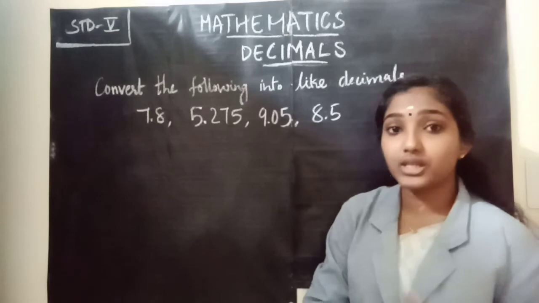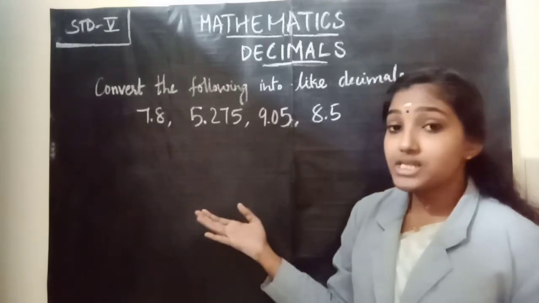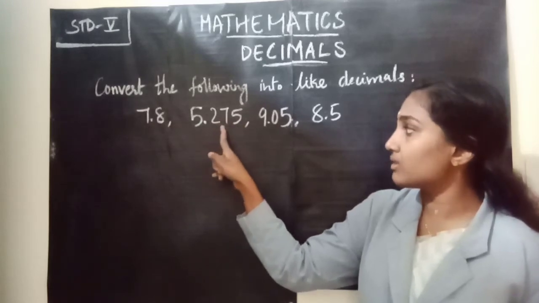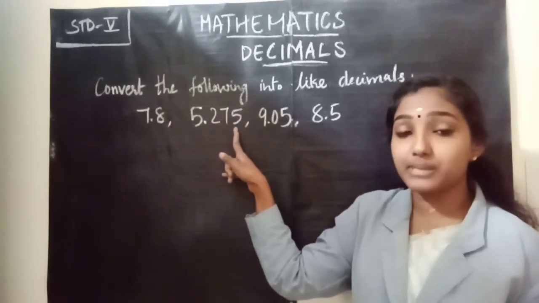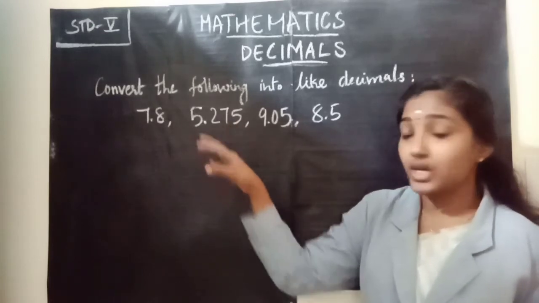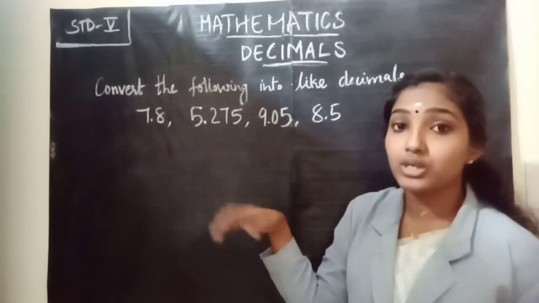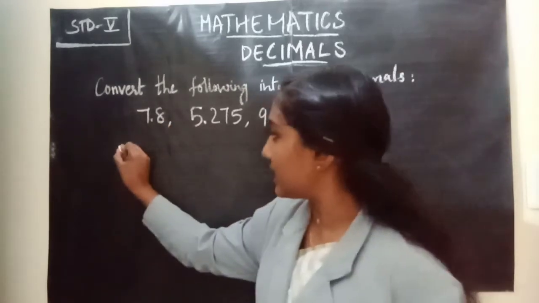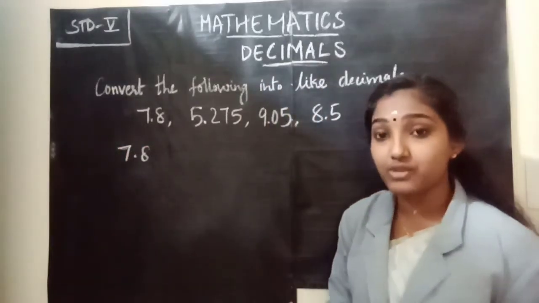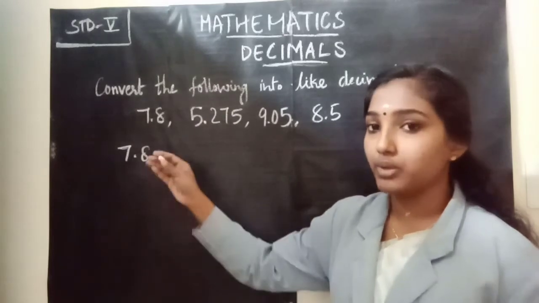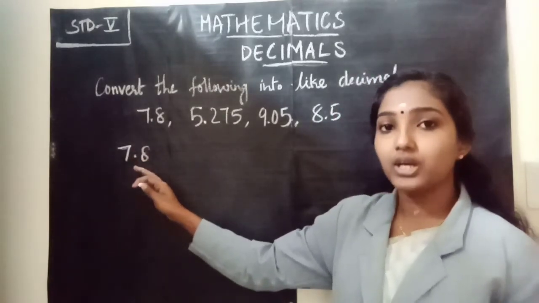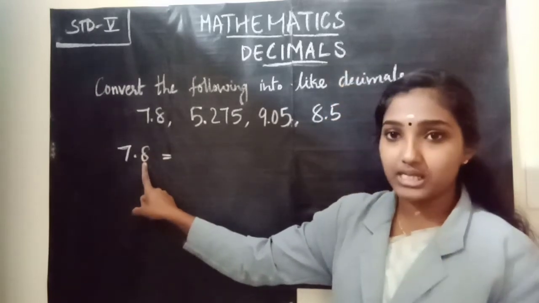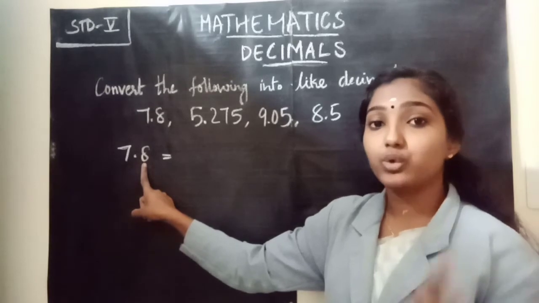Okay, so to convert them into like decimals, we have to look first at which is the maximum number of decimal places here. Look, 5.275 has got 3 decimal places. So the maximum number of decimal places is 3. So we have to change the other decimal numbers into decimal numbers with 3 decimal places. Okay, so we can take the first number, 7.8. How will we convert it? We have to make this decimal number into a decimal number with 3 decimal places. Already we have 1 decimal place here, the 10th place.